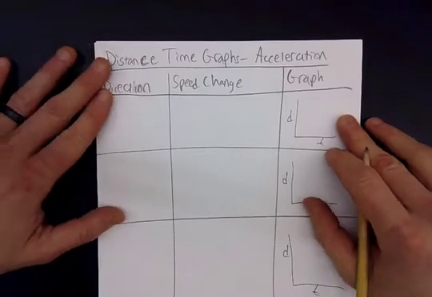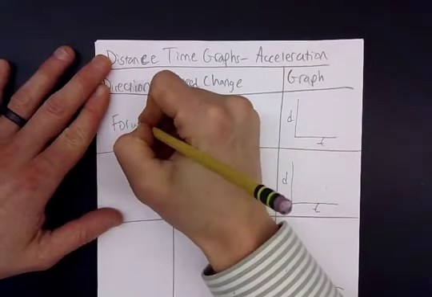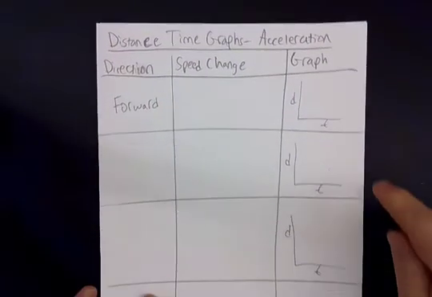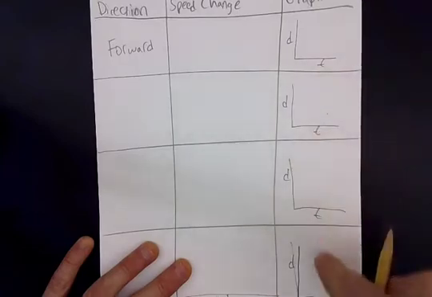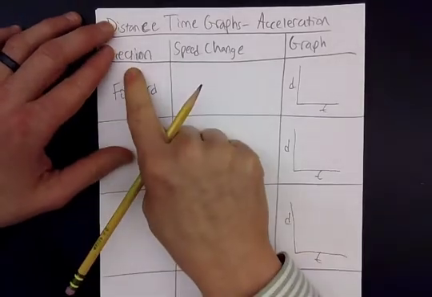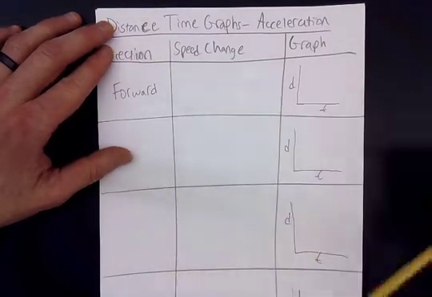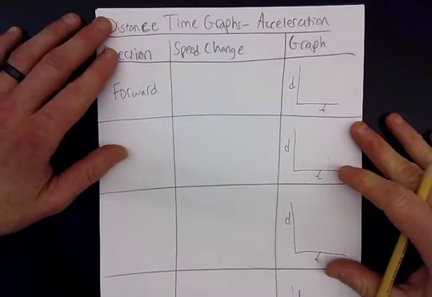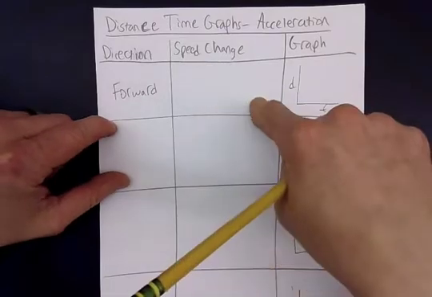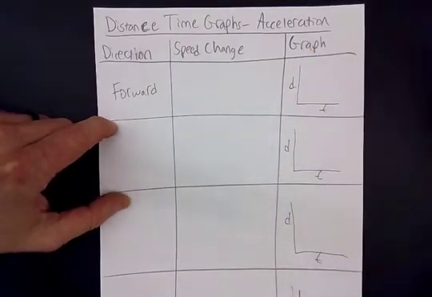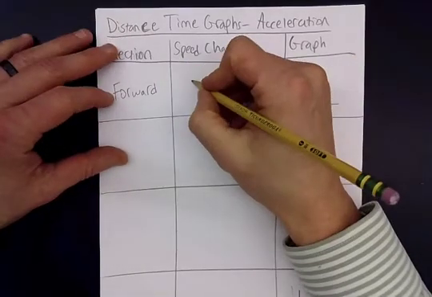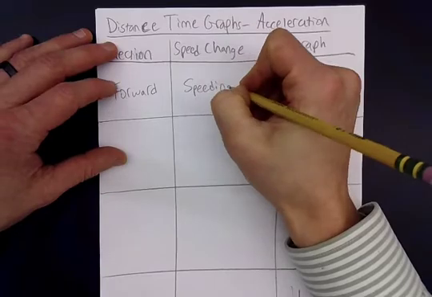Okay, so let's start with going forward, and you need to know four different examples here. You can see I have 1, 2, 3, 4 graphs that we're going to draw. There are different combinations of direction, either forward or backwards, and whether you're speeding up or slowing down. In this table, we're just going to fill in forward or backwards, speeding up or slowing down, and then draw the graph that represents that.